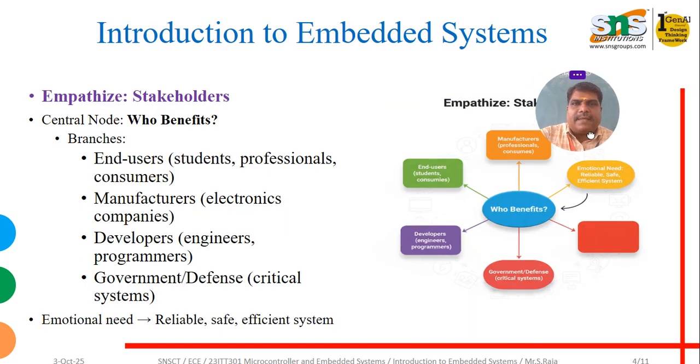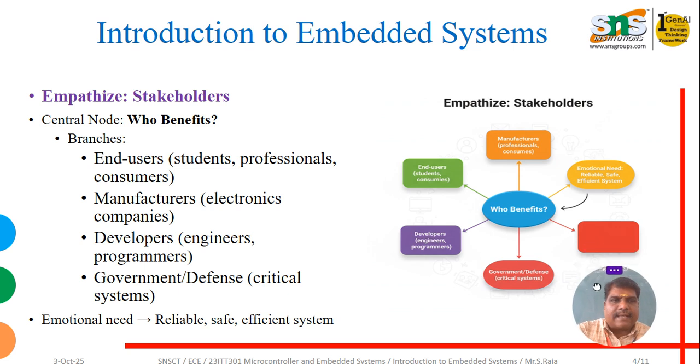Next, embedded system based on stakeholder. So who benefits? The end users are students, professionals and consumers. Manufacturers are electronics companies. Developers are engineers and programmers, and the government defenses are used in critical systems.